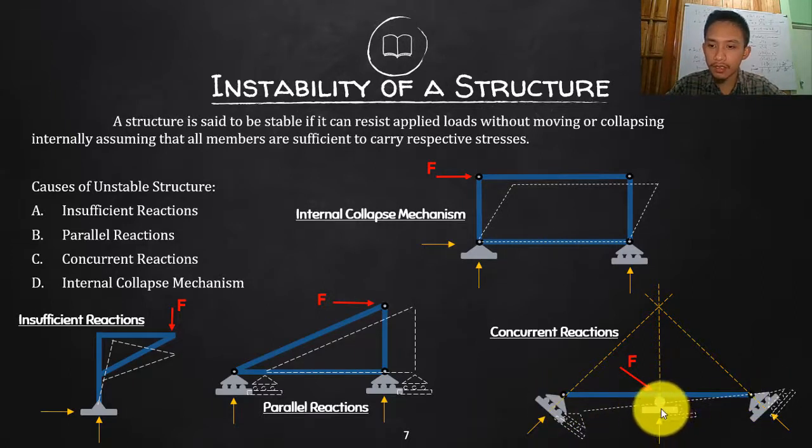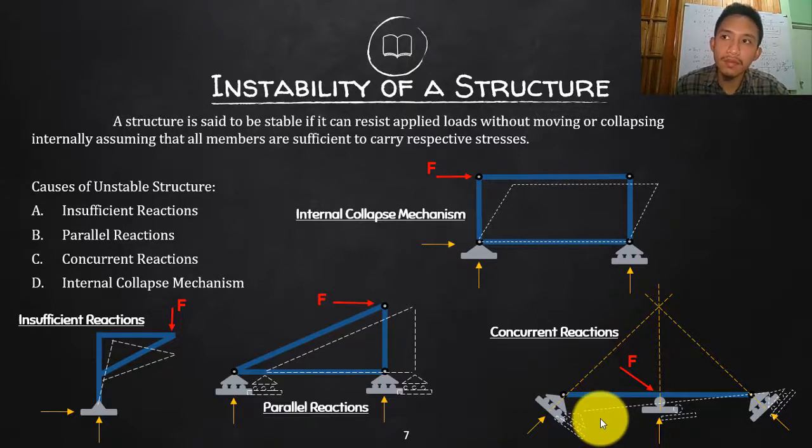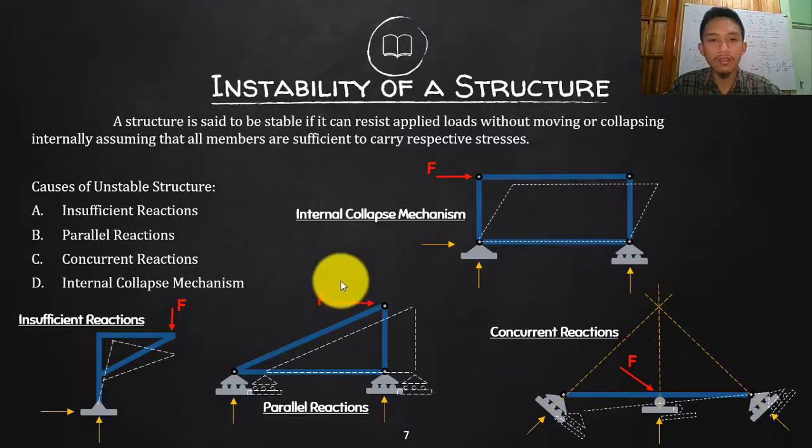A roller, roller, and roller. So there are three rollers, so yes, there are three reactions. Isn't that supposedly enough, because three equations are enough? I mean three reactions. However, the orientation of the reactions will make it unstable because they will meet. We call this concurrent. The directions of action of the reactions meet together.